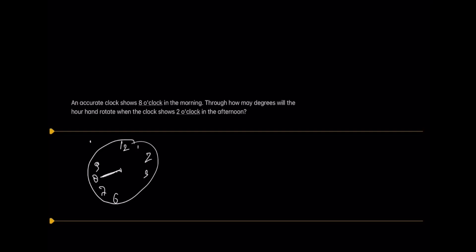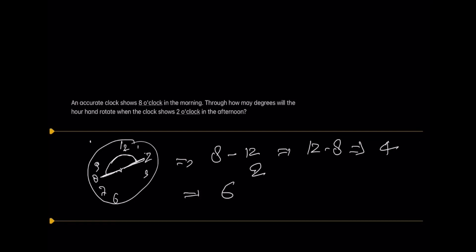So how many degrees will the hour needle rotate by 2 in the afternoon? 2 in the afternoon is here. So this is what we need to calculate. This is a very simple task. First we calculate how much it moves from 8 to 12. That is 12 minus 8, that is 4. Then how much it moves from 12 to 2? 12 to 1, 1 to 2, that is 2. So total is 6 hours. And I know for every hour the angle is 30 degrees. So 6 into 30 will be our answer. That is 180 degrees, and we got the answer.